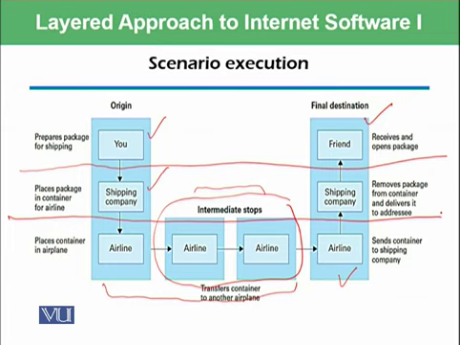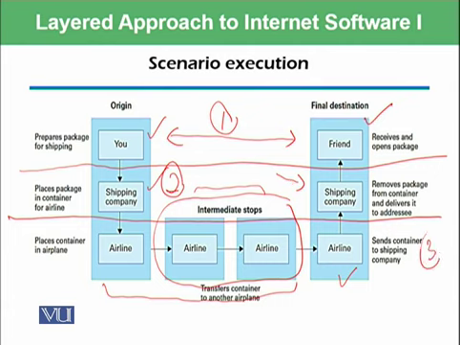The first layer is the users, you and your friend. The second layer is the shipping company, whether at your end or at the end of your friend. And the third layer is the airline. So these 3 layers were involved to send your packet from one location to another.